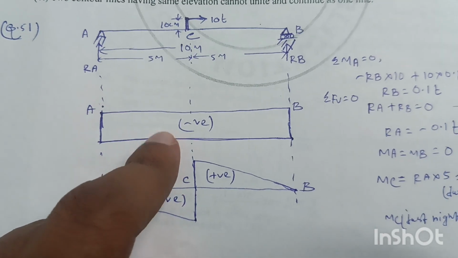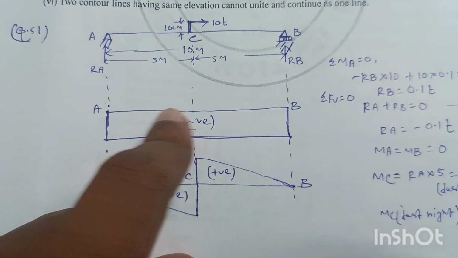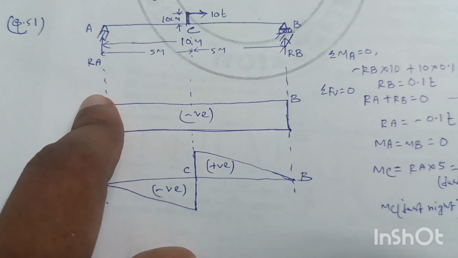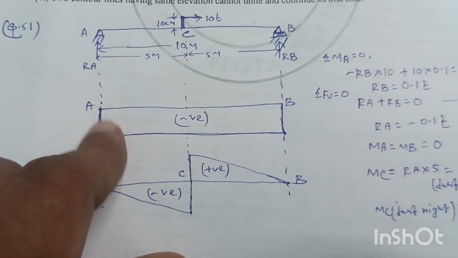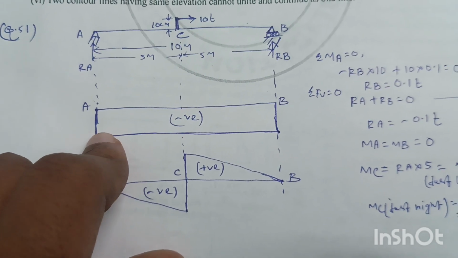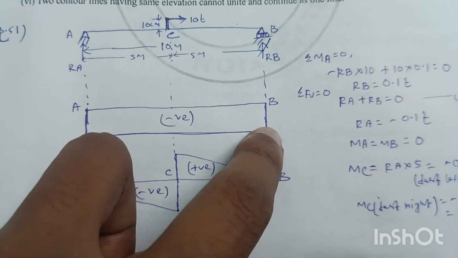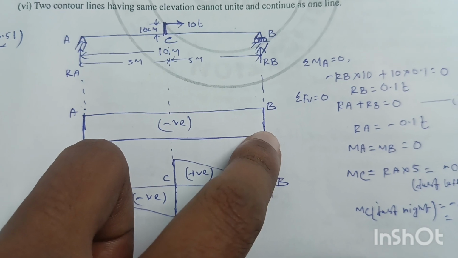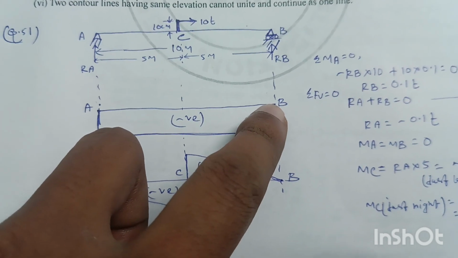So now we will draw the bending moment and shear force diagrams. For the shear force diagram, suppose this is the baseline. RA is minus 0.1 ton, so we will take this line to minus 0.1 ton. Suppose this is minus 1, and this line will be constant up to B. Now the reaction at B is 0.1 ton, so plus 0.1 ton minus 0.1 ton equals 0. So the reaction will be here.